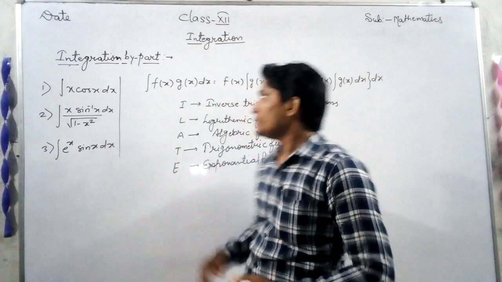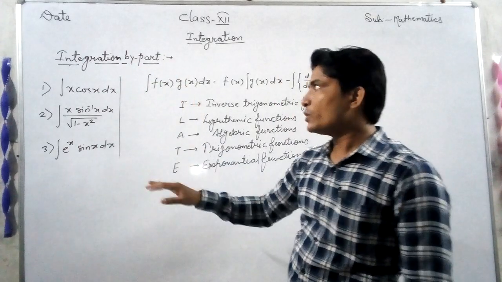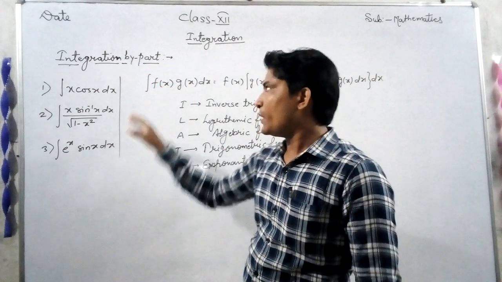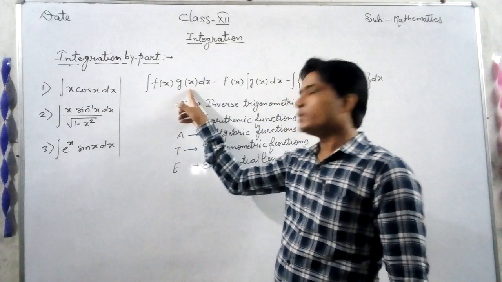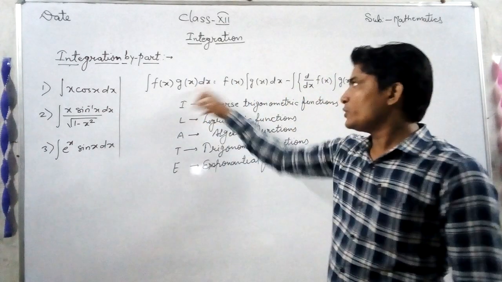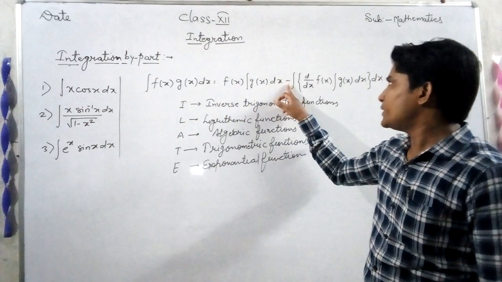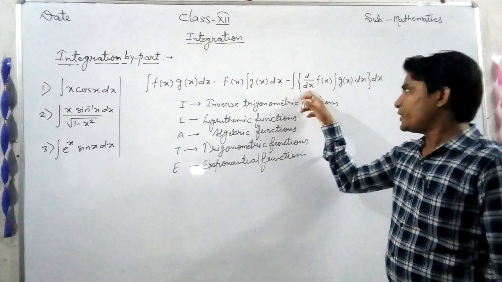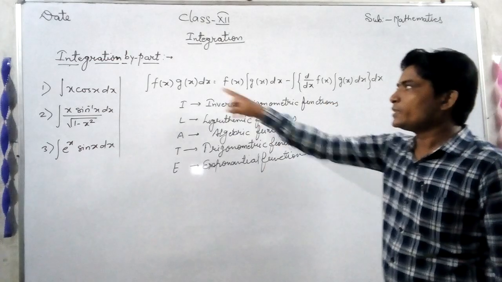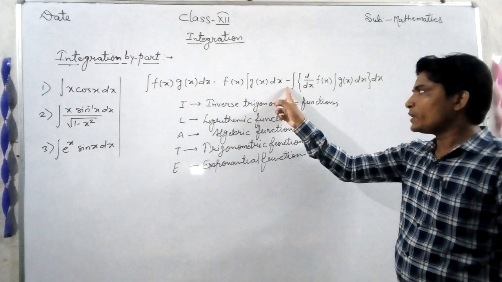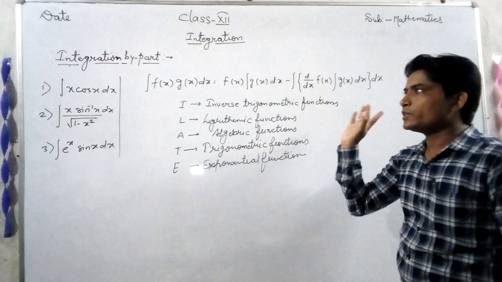Today we are studying a new topic, integration by parts. Before starting, here is the formula of integration by parts. The integral of f(x) g(x) dx is equal to f(x) times the integration of g(x), minus the integral of the differentiation of f(x) times the integration of g(x), and whole integration.